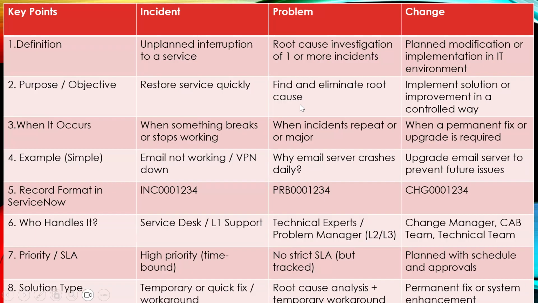The purpose of a problem is to find and eliminate the root cause of recurring incidents. If we find the root cause, we can prevent recurrence of incidents. The change: implement solutions or improvements in a safe and controlled manner. The main purpose of the change is to implement solutions or improvements in a safe and controlled manner. So continuous improvement or implementation leads to the change.